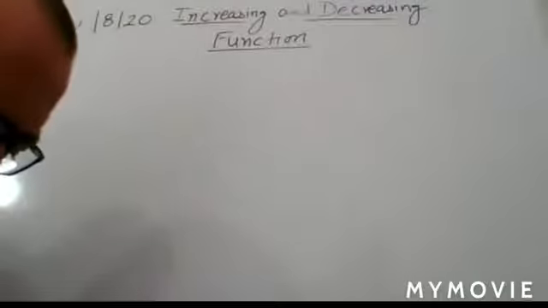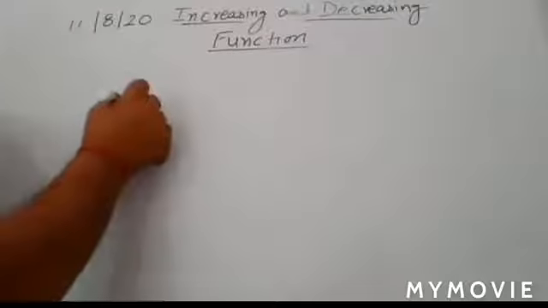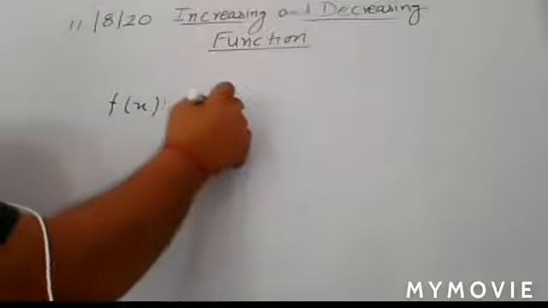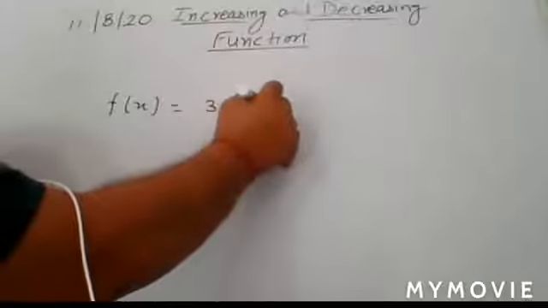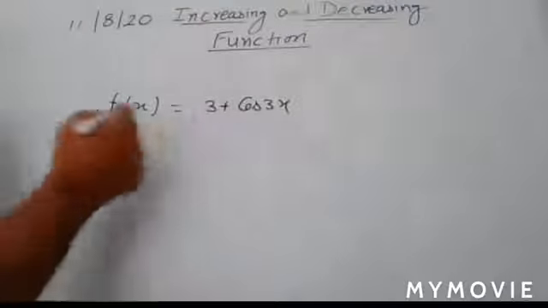Prove that the function f(x) = 3x + cos 3x is increasing on R. Write that down first. So what you do, first of all, you differentiate it.